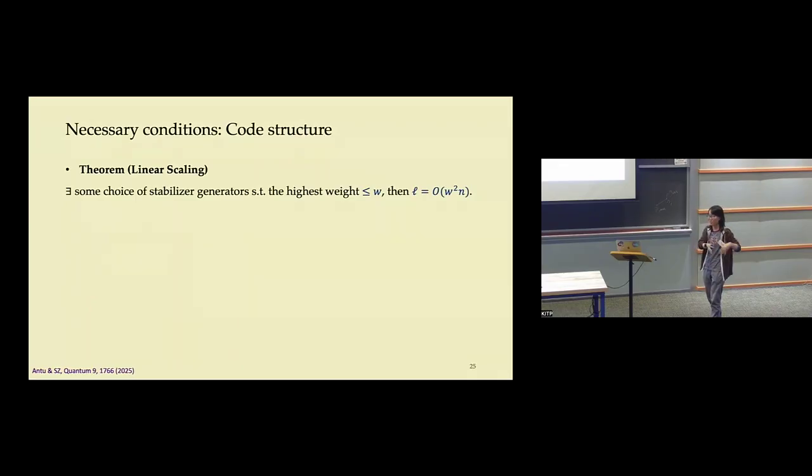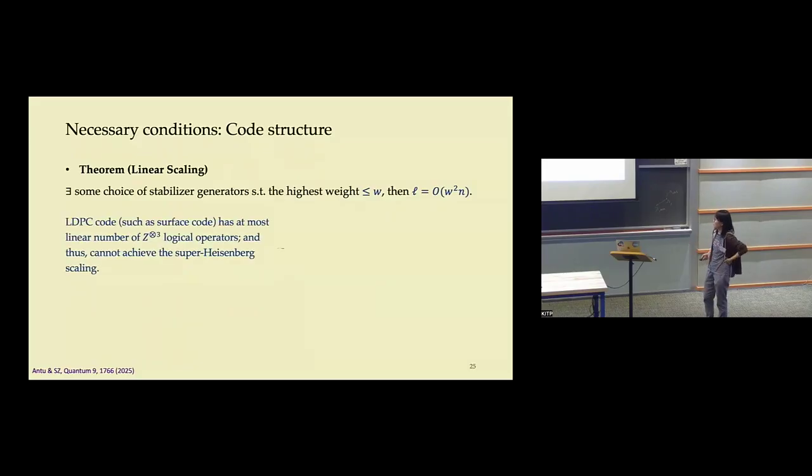And the statement of the theorem is: if there exists some stabilizer generator whose highest weight is below W, then L, the number of Z3 logical operators, is going to be at most some constant times W squared times N. So this basically rules out any possible performance beyond the thin surface code with other types of LDPC code.